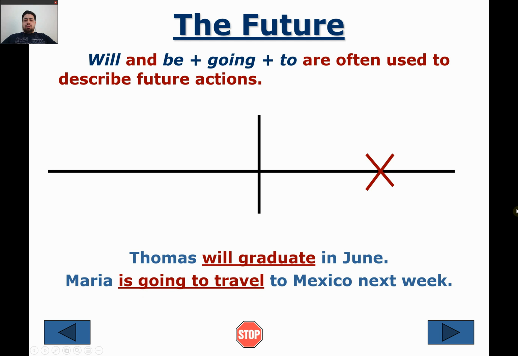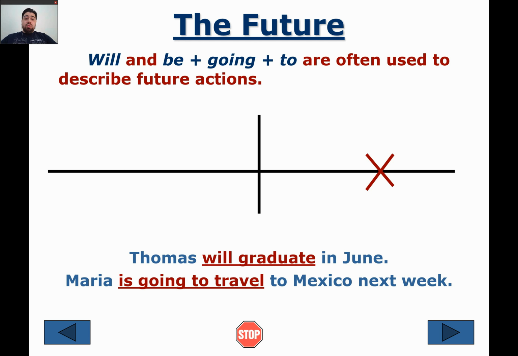All right. Well, a logical question might come to your mind, which is, all right, we're talking about the future. Why do we have two structures then? Why don't we stick to one of them? Something like will all the time. Thomas will graduate, Maria will go or will travel to Mexico. Why do we have two structures? Well, that's a very logical question, and we have a very logical answer to it.